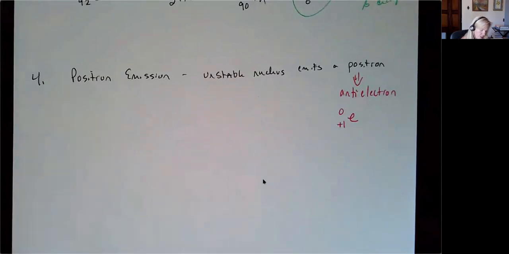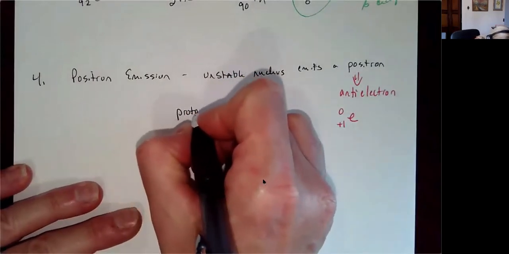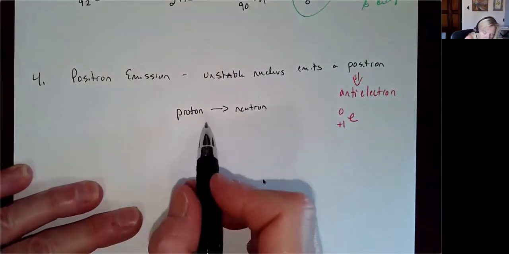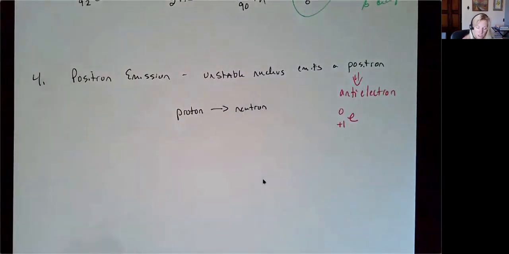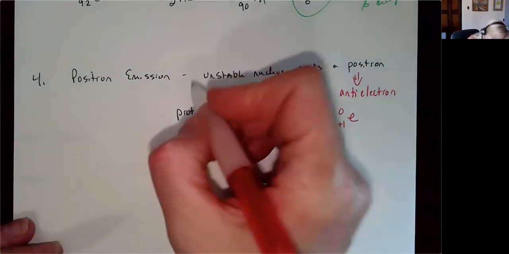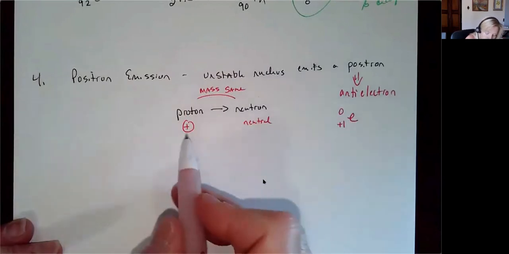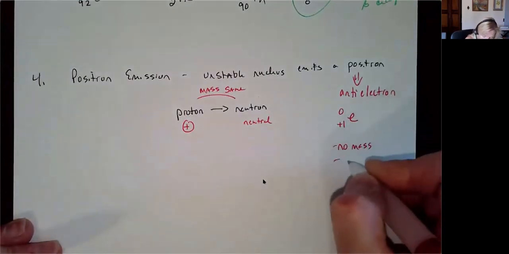And a positron is formed when I have a proton that becomes a neutron. So this is the opposite of beta decay. In positron emission, a proton is going to become a neutron. And so for a proton to become a neutron, it's going to emit a positive charge. So there's no change in mass, it's just a charge. This is positive and this is neutral. So I'm emitting that positive charge. So this has no mass and it has a charge.